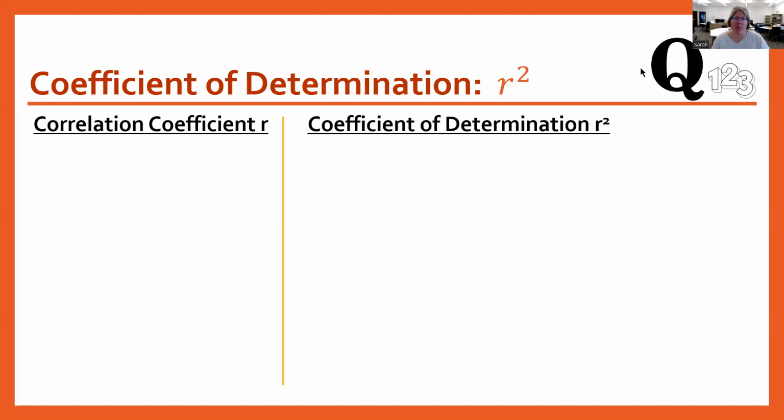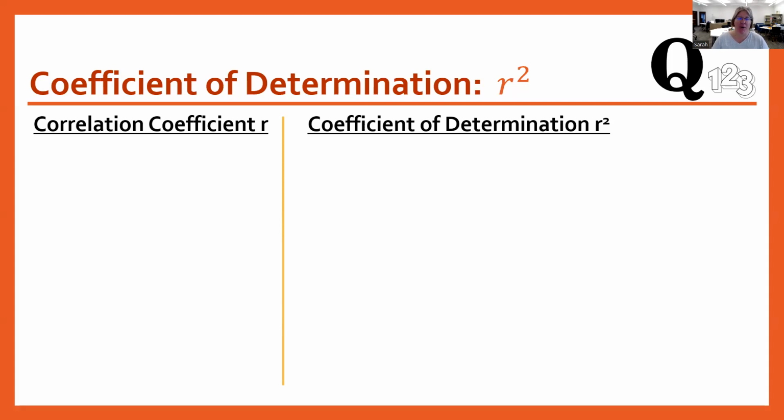At the end of the last video, we introduced this idea of r squared, and I told you I would come back in the next video to talk about it. So here we are. Before we reach r squared, though, I wanted to do a quick review from chapter 4 of the correlation coefficient, which is just the letter r with no square on it.